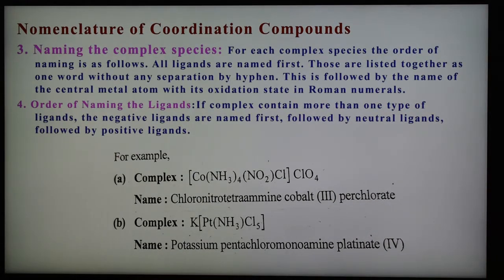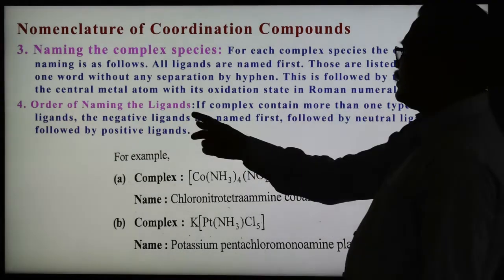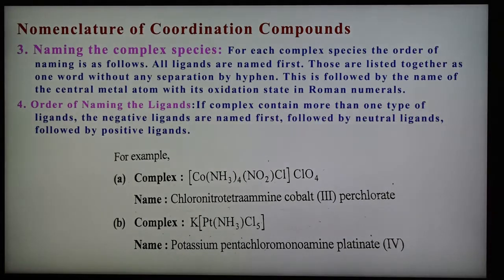So how to write? Is there some order? The order of naming the ligands. If the complex contains more than one type of ligand, then the negative ligand we have to write first, followed by neutral and then positive ion. So 3 types of ligands are there: neutral, negative and positive. So first we have to write the negative ligand, after that neutral, and after that positive ion.